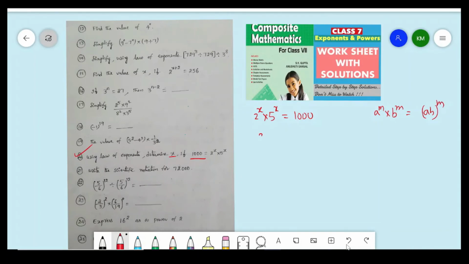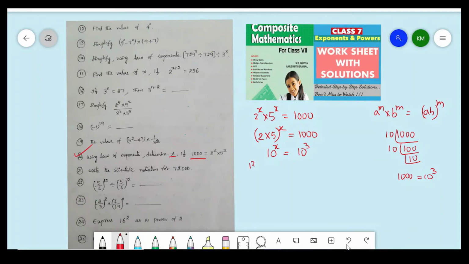In a similar way, 2 power x multiplied by 5 power x can be written as (2 multiplied by 5) raised to the power x, that is nothing but 1000. That is 10 raised to the power x is equal to 1000. Very well you know, if I divide 1000 by 10 I get 100, and again by 10 I get 10. So 1000 can be rewritten as 10 power 3.